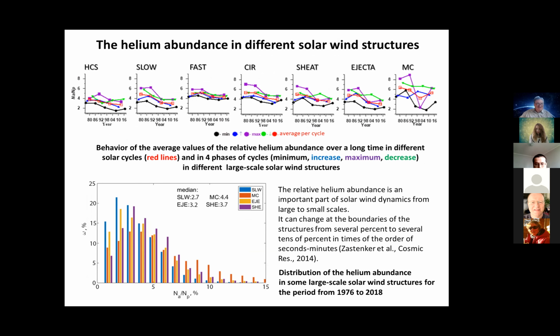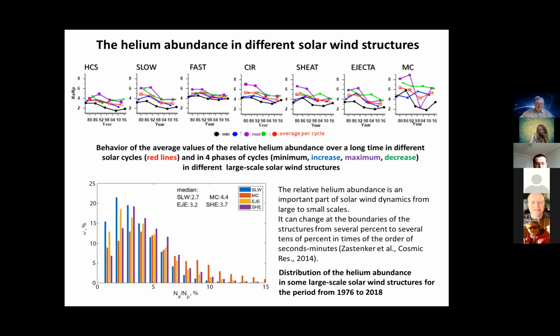The lines of other colors reflect a comparison of the helium abundance in different phases of cycles. The averaging was done over a long time, so the highest values were not smoothed out. The lower histograms show the distribution of the relative helium abundance in slow streams, magnetic clouds, ejecta, and sheaths.